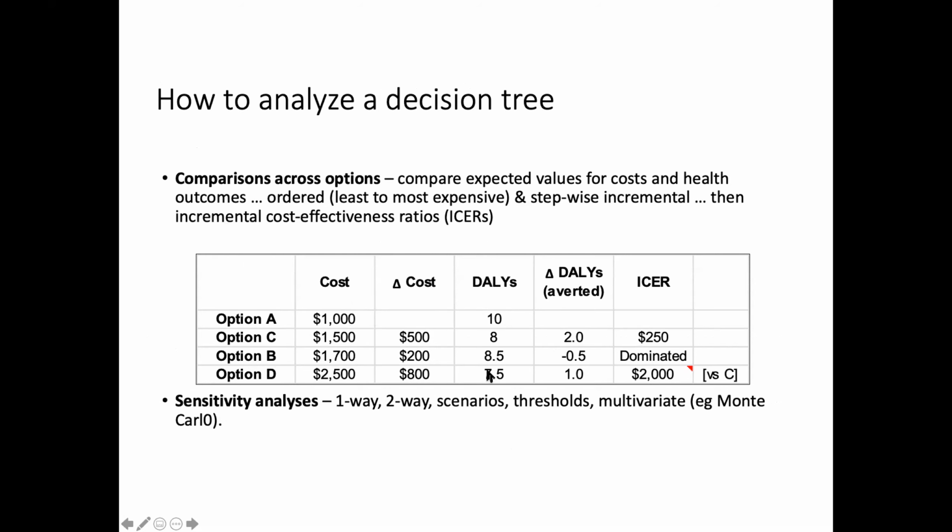then the DALYs, and remember DALYs are bad, you want to avert them. So the DALYs go down, if you're lucky, and then delta DALYs. And here you can see that going from option A to C results in 2 DALYs averted. But then going from C to B, even though the cost goes up, there are DALYs gained, which is a bad thing. So as a result, option B, as compared with option C, is dominated. It's more expensive and less effective. So you wouldn't be very interested in that.